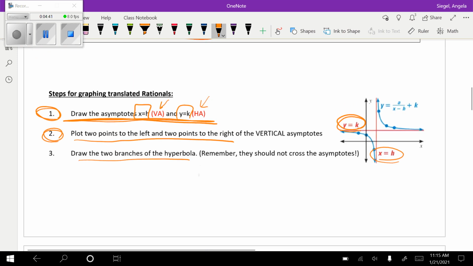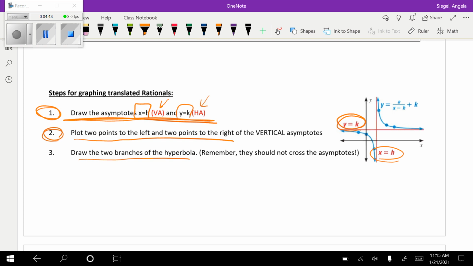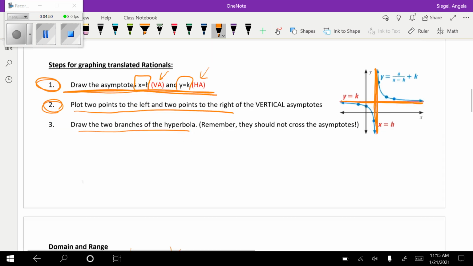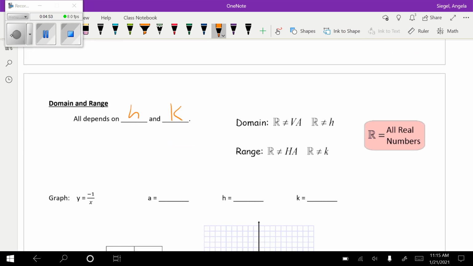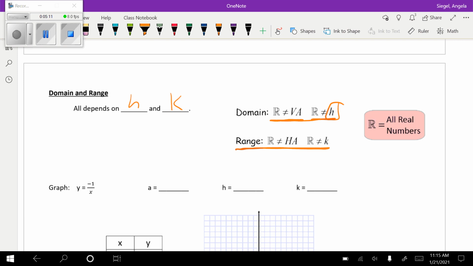So if you'll notice, for our domain and range, it breaks here. It cannot touch that. It cannot touch that. So our domain is going to be the set of all reals except our vertical asymptote, and whatever the h value is. It can't equal that. Our range is going to be all real numbers except the horizontal asymptote, and it cannot equal k. Okay, so I think I've covered everything that we need to cover ahead of time.